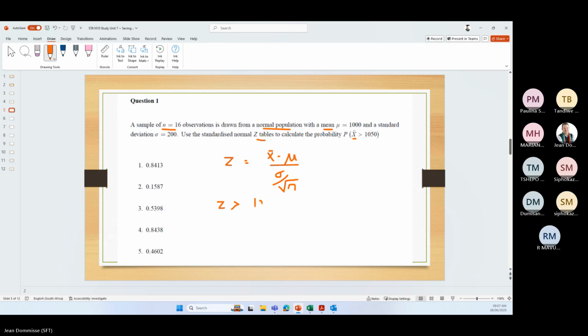So, X bigger than 1050, and now let's populate the rest. The mean was 1,000. Then the standard deviation was 200.